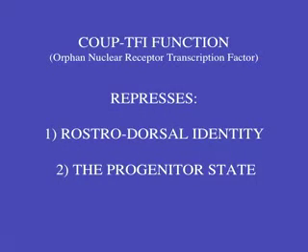All right. The conclusion that I'm going to tell you about COUP-TFI is that it does two things. It represses identity of rostral and dorsal fate. Said another way, it promotes a caudal and ventral identity of the cortex. And it also represses progenitor cell state. Said the other way, it promotes differentiation of neurons.